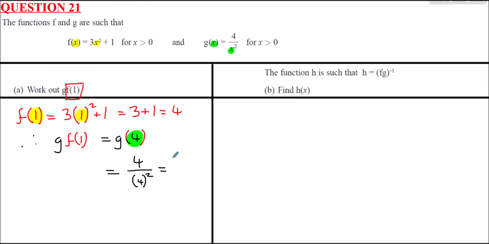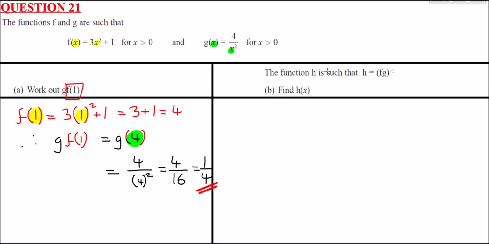Now 4 squared is 16, so we've got 4 over 16. That simplifies all the way down to a quarter. So gf of 1 is a quarter. Part B is, to be fair, a beast.